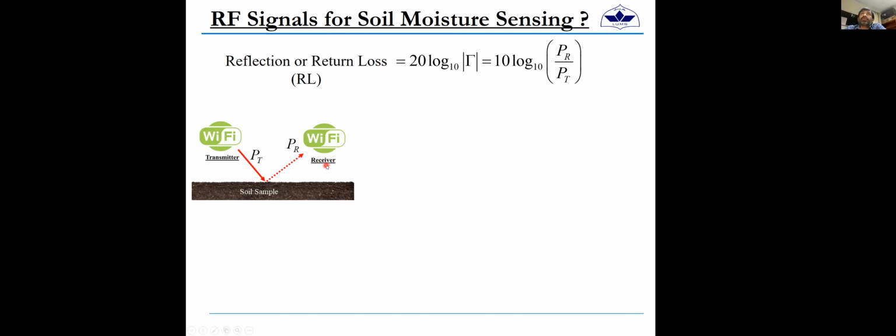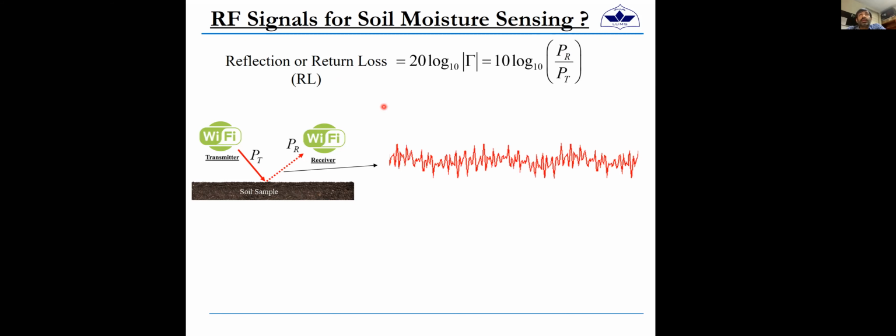Similarly here receiver actually हमें allow करता है कि जो आपका सिग्नल रिफ्लेक्ट बैक होके आ रहा है from the soil sample, you can actually sample it and then you can compute its PR, which is received power. So given a soil sample and its volumetric water content, we know this PT, we know this PR, we can form this ratio, we have our return loss. And we know that this return loss is then related to, for example, soil moisture content.